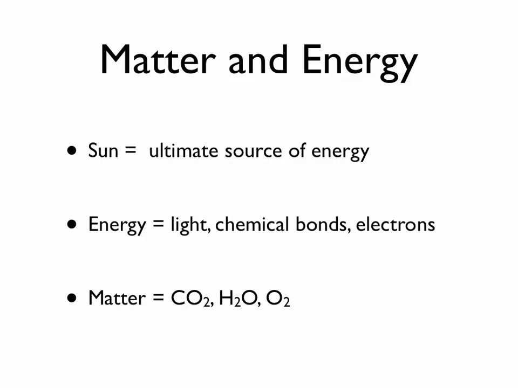So let's just kind of recap. We have this idea that there's a relationship between matter and energy in living things. And for the purposes of discussing photosynthesis, we really need to remember some of the sources of matter and energy that are involved. So the sun, the ultimate source of energy, obviously. There's other forms of energy like light and chemical bonds and electrons. And then the matter that's involved is CO2 and H2O and O2, and a couple of other kinds.